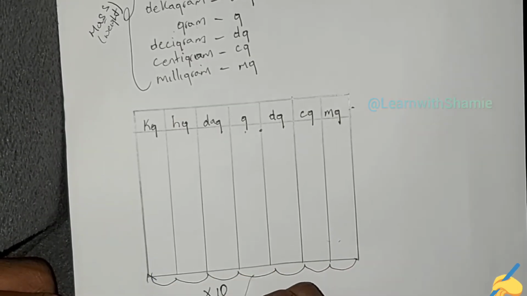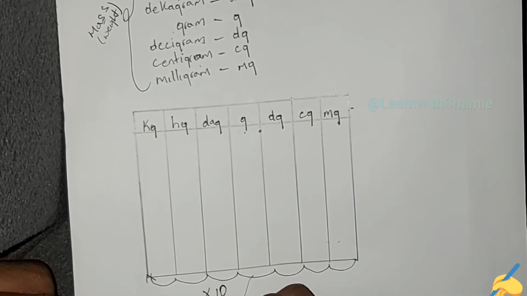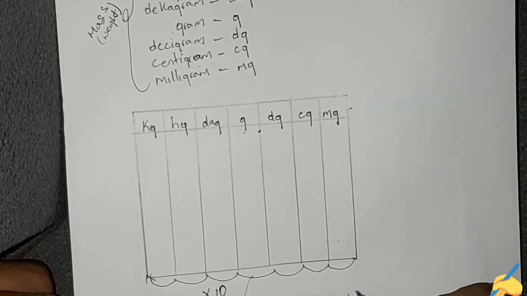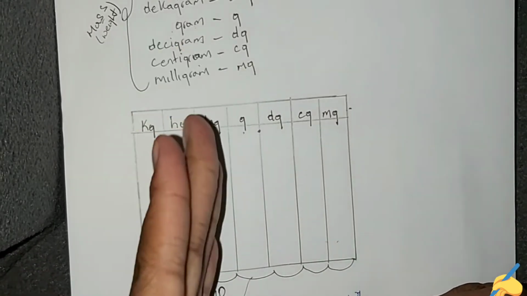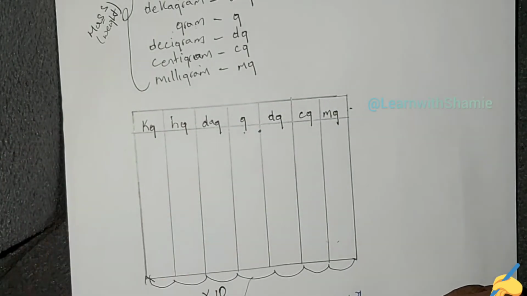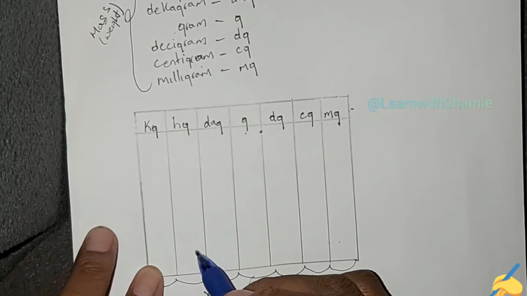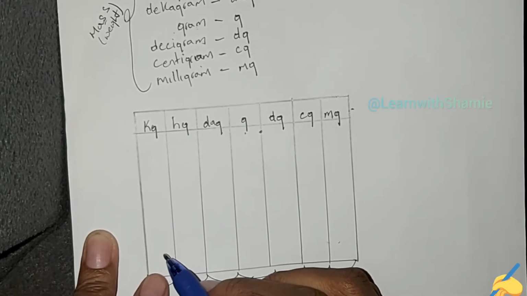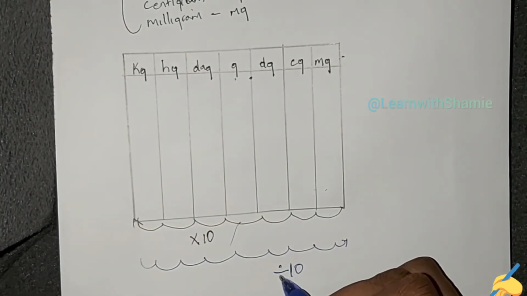And if you start from your left going to your right, each unit would be 10 times smaller than the unit that is immediately on its left. So here we would have hg, for example. It would be 10 times smaller than kilogram. So you divide by powers of 10.